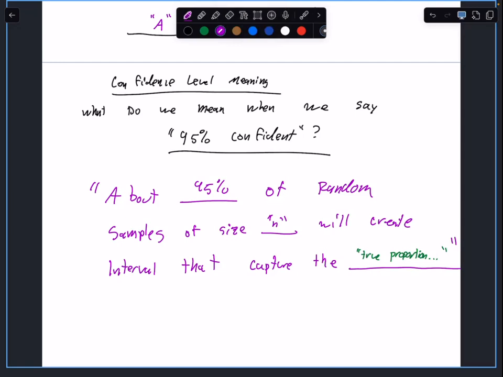This sentence should make more sense to you now. This sentence right here is what we did in the do now. Basically, we took random samples and we created intervals. And about whatever confidence level we set it at, when we set it at 95% confidence level, you had about a 95% hit rate where it captured.